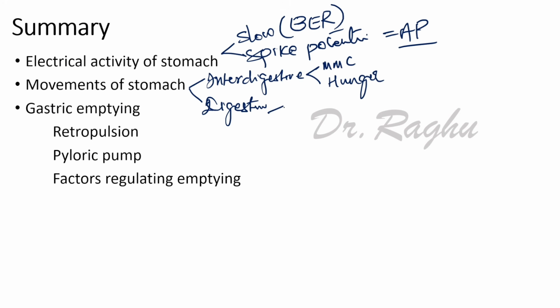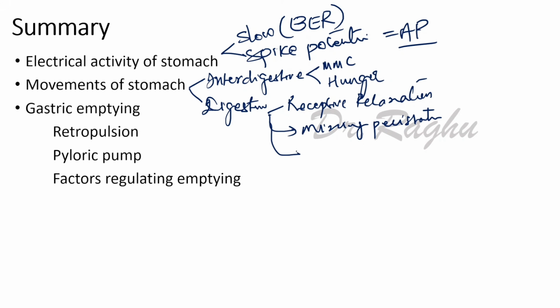And during the digestive period, the first one is the receptive relaxation. This is going to occur when the food is about to enter into the stomach. The second one is called the mixing peristaltic waves. And the last one we studied is the peristalsis, which is going to cause the gastric emptying. And in the peristalsis, here we have studied two very important concepts. One is called retropulsion and the other the pyloric pump. And we concluded the video by studying the factors which regulate gastric emptying.